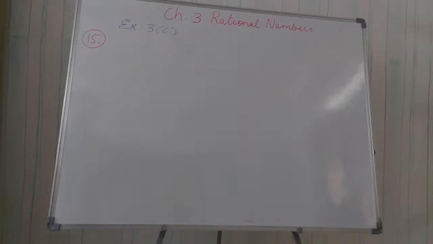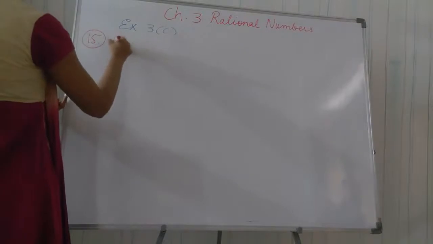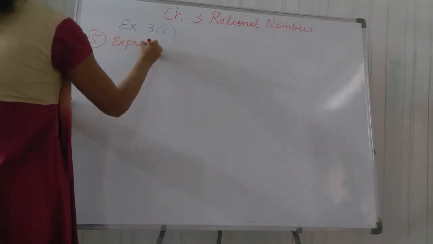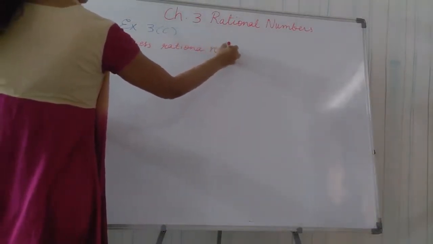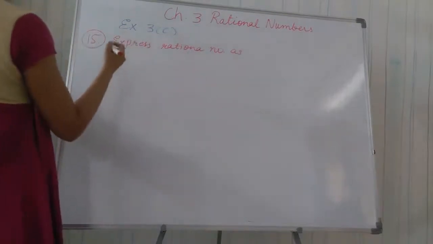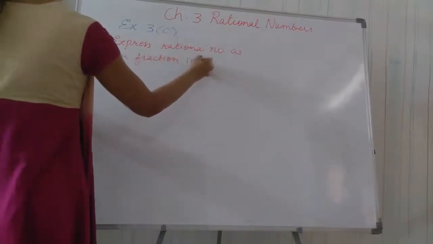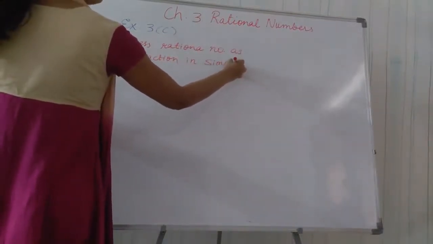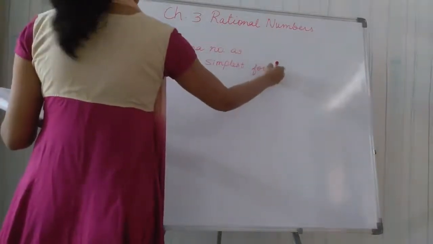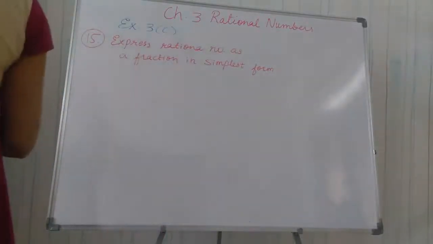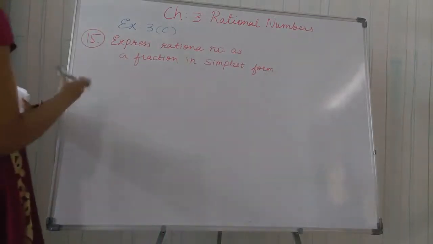Next is question number 15. Express each rational number as a fraction in the simplest form. So I will show you how to find simplest form from the given rational numbers. So here we are given some numbers as decimal numbers. You can see they are the rational numbers.